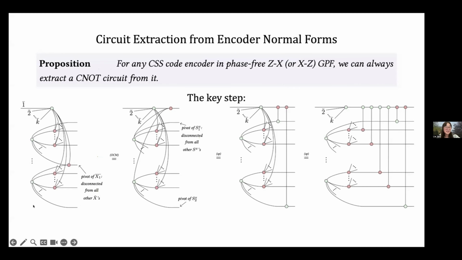I don't know, probably his thesis. But you can do some kind of Gaussian elimination to extract CNOTs from the pivots for CSS codes, and you can do a similar process for stabilizer codes.